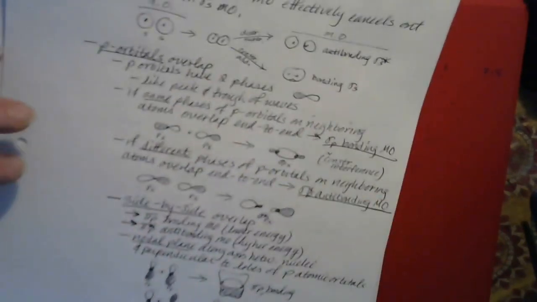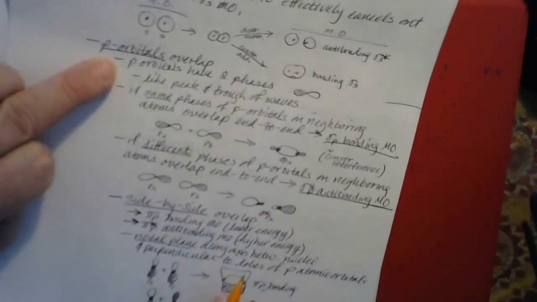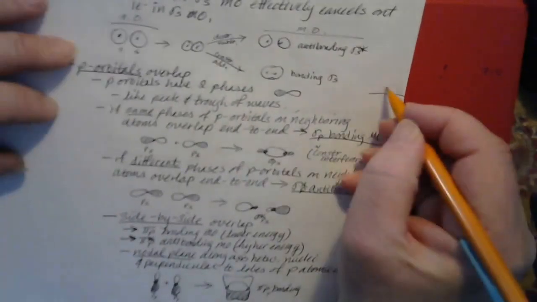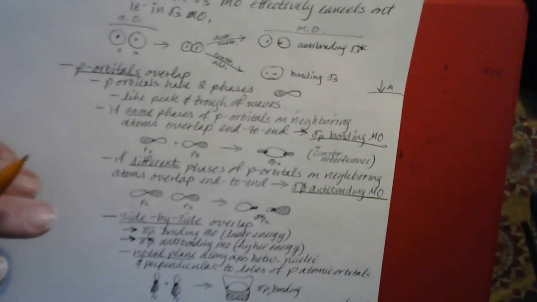I see now that we've gone a little beyond the usual limit for one segment of the video. So I'm going to start the p orbital overlap in the next segment. We'll call this the end of part A, and we'll be back in a moment with part B.